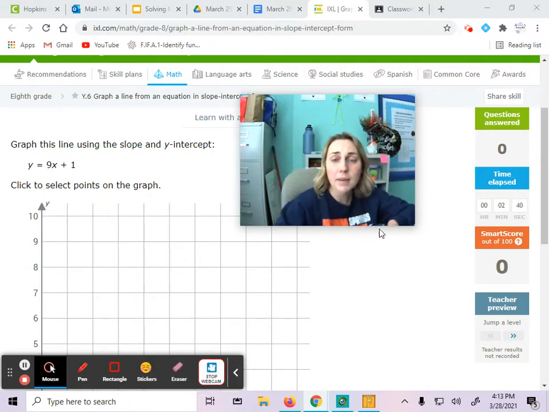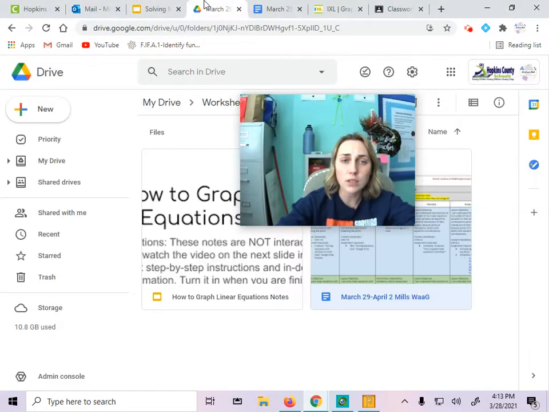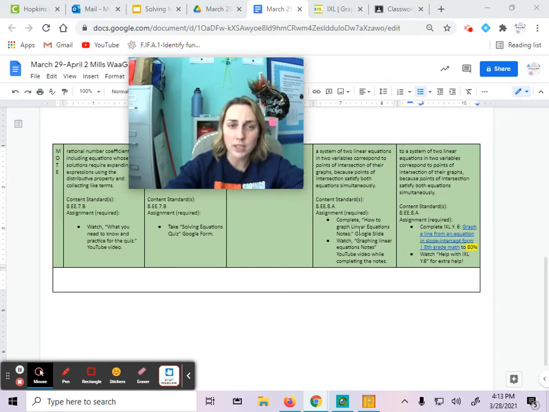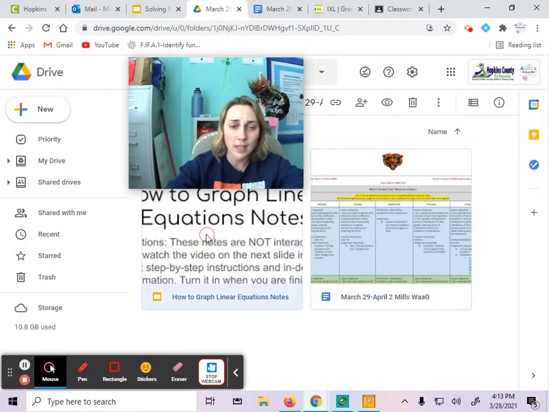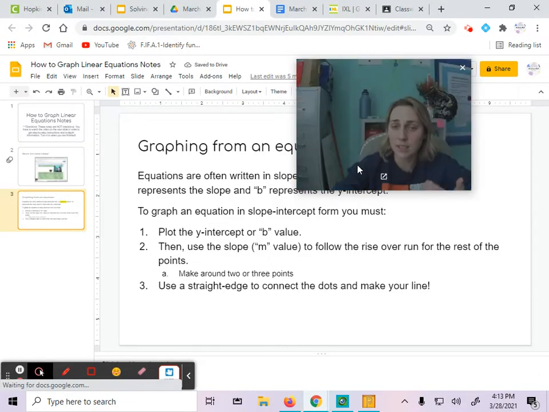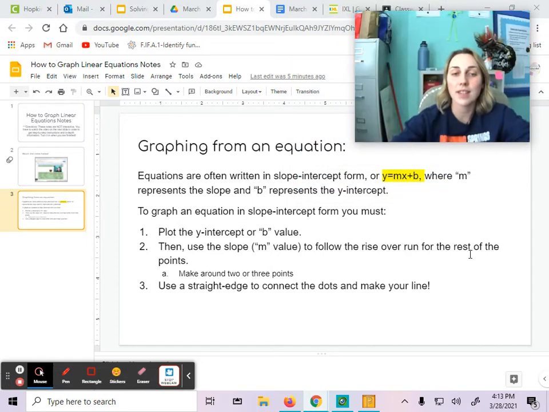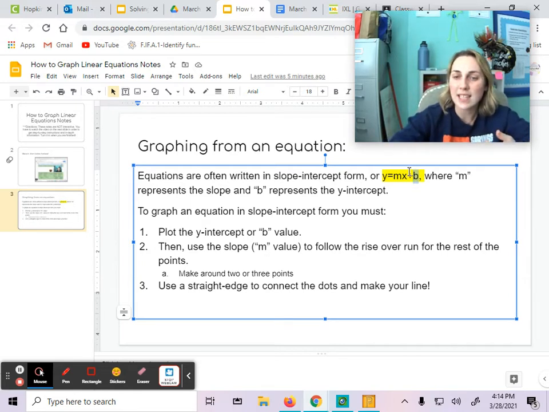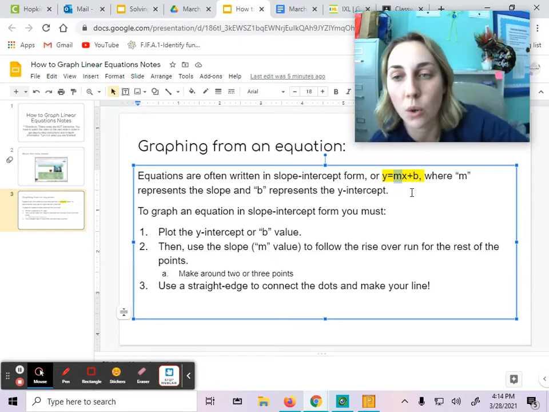So I highly recommend having out your notes from this week while you're doing this IXL, because your notes on how to graph linear equations are going to help you a great deal. They're just the steps on how to graph a line from an equation. It tells you what the equation is going to look like. It's going to be in slope-intercept form, where your y-intercept is this b value, and your slope is the m value. The slope is always next to the x in the linear equation.